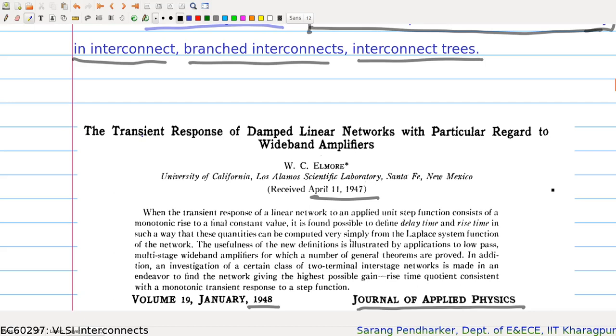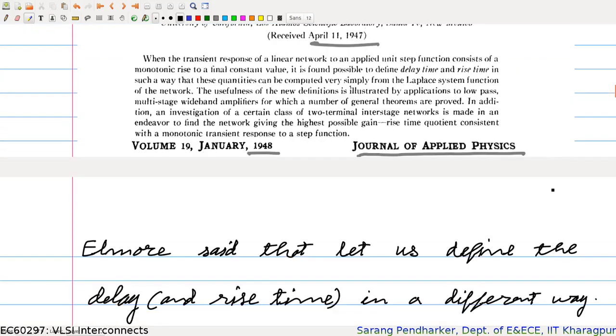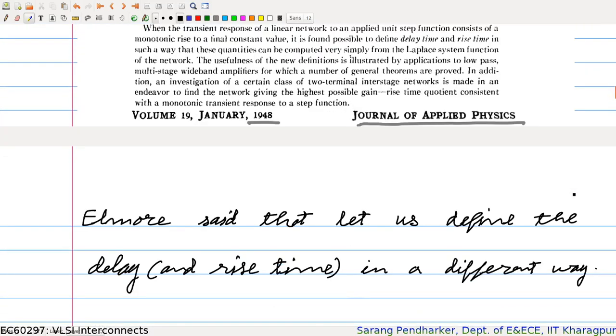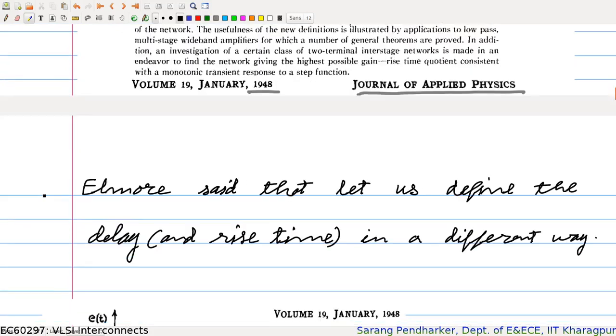So this was not targeted for use in estimating delays in electronic circuits, but we will find why this becomes so useful, right? So let us see what Elmore said, then we will come and see how that helps us with the interconnects. So Elmore said that let us define the delay in a different way.